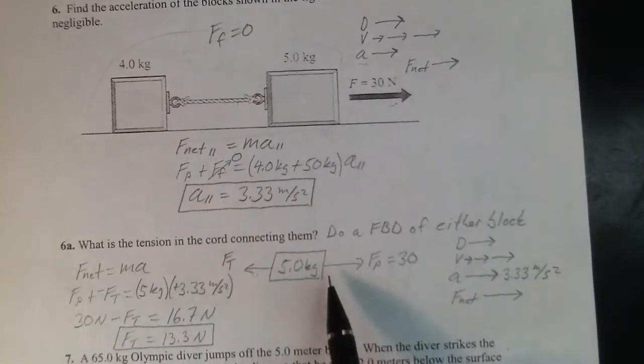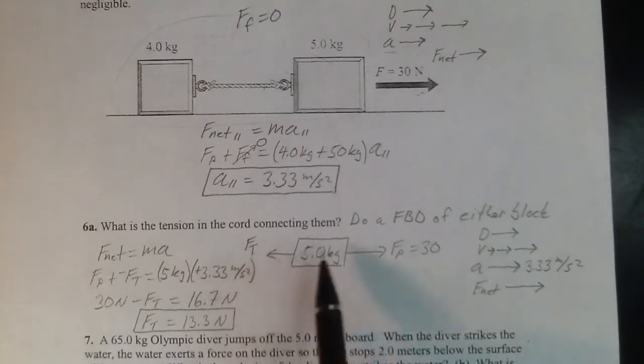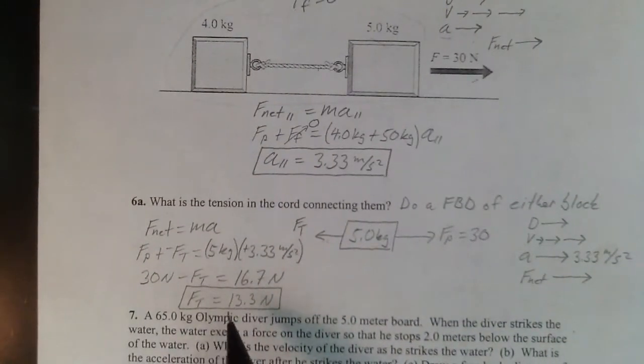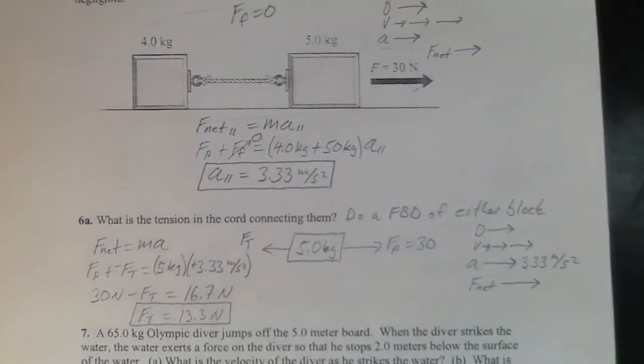All right, so if I look at the free body diagram here, I have a force of tension going this way, force applied going this way on this 5 kilogram mass. Now I can use Newton's second law, and sure enough, that force of tension has to be smaller than this in order for it to accelerate.